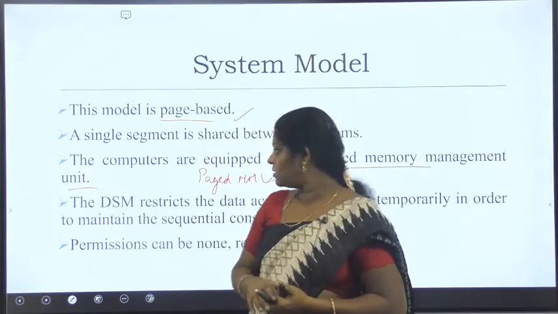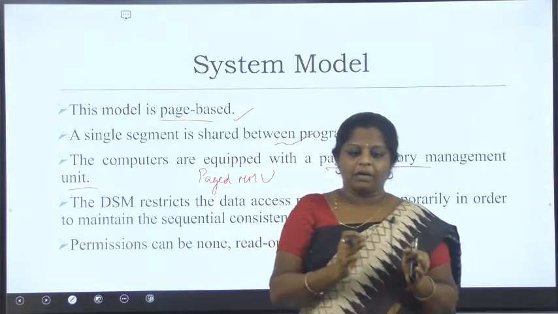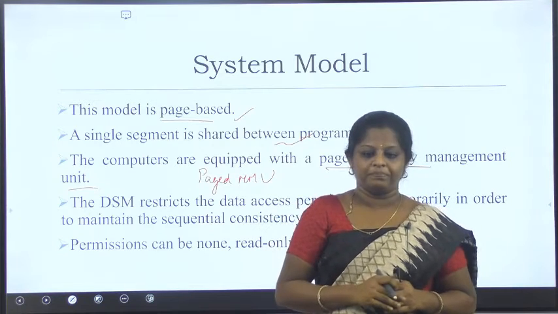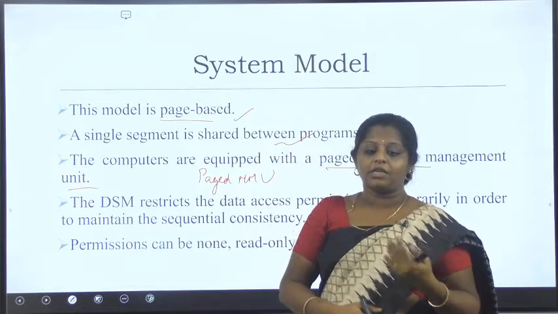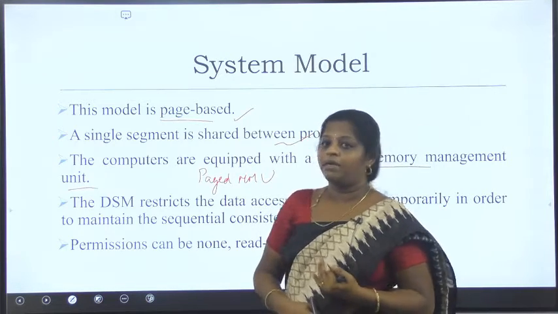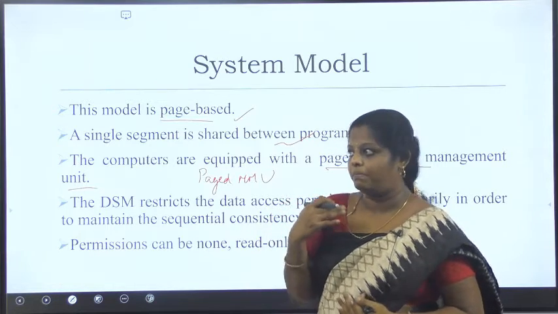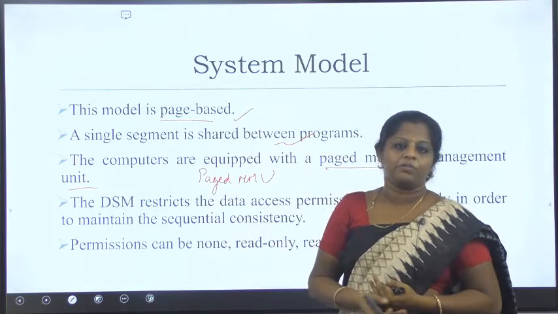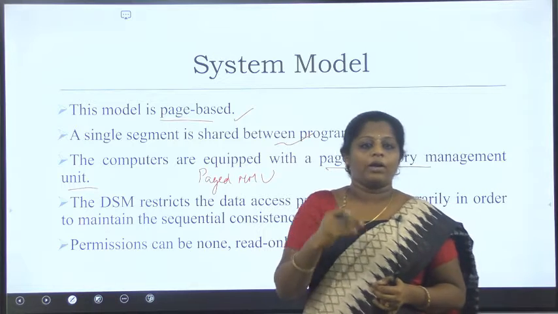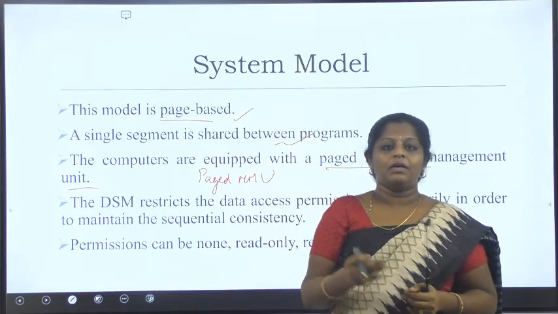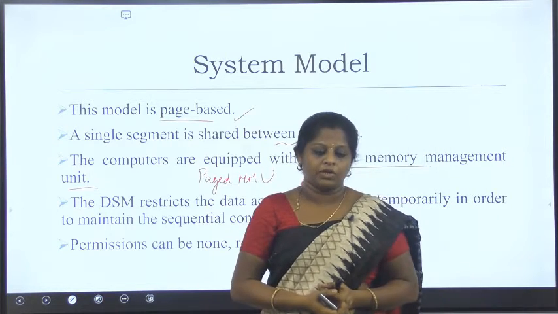And the next one is to assume that only one process per computer can access the distributed shared memory segment. In reality there may be several such processes on a computer, but the assumption is that only one process is sharing the memory. I also explained this in the previous video. In reality, more than one system can share the memory in the distributed system.